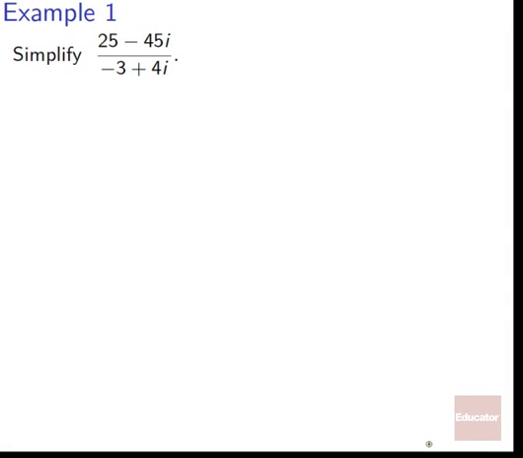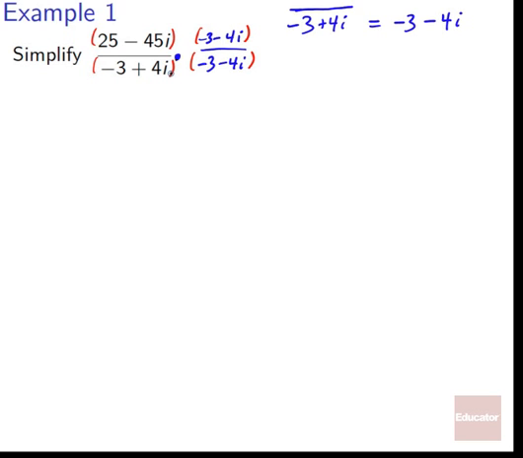Simplify 25 minus 45i divided by negative 3 plus 4i. So remember, we need to multiply by the conjugate. The conjugate to negative 3 plus 4i, which we could denote with a bar over the top of it, is equal to negative 3, and then we flip the sign on the imaginary part, so it'll be minus 4i. So we want to multiply this by minus 3 minus 4i over minus 3 minus 4i. Now notice, we have to put parentheses around all of this, because the whole thing is multiplying, not just bits and pieces, the whole thing.